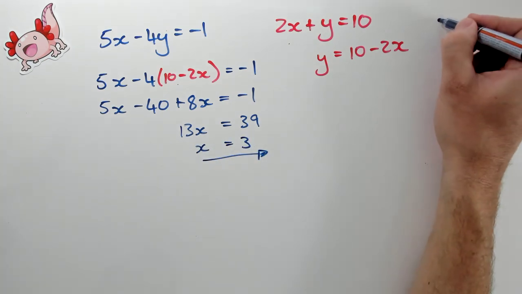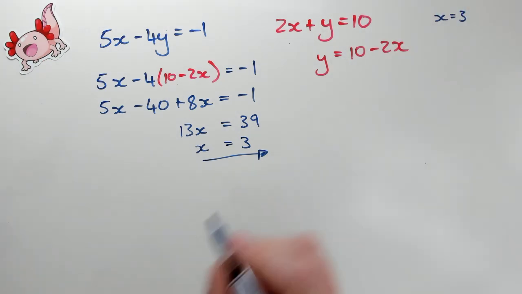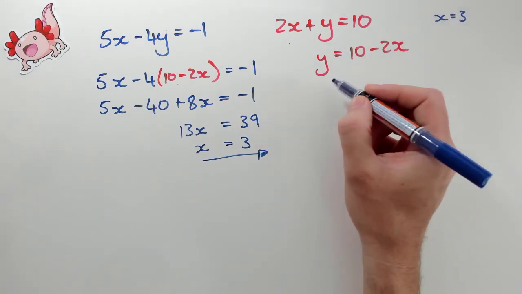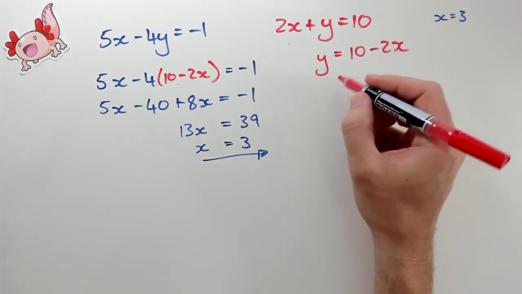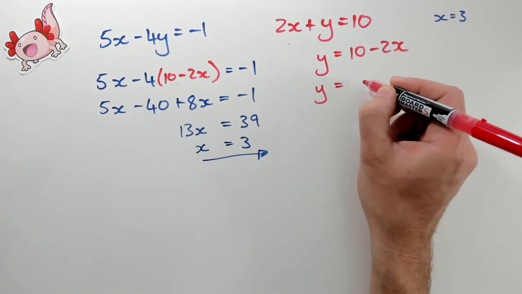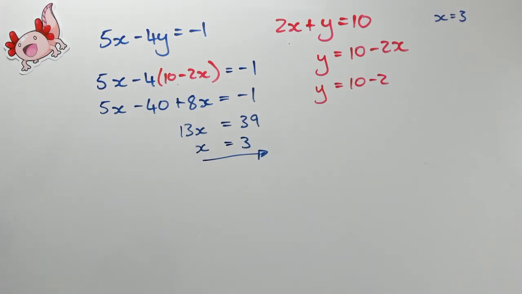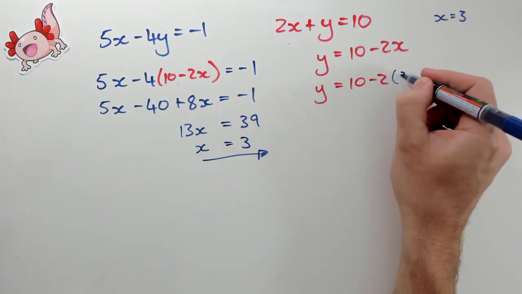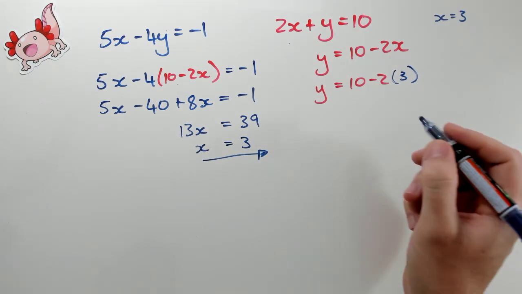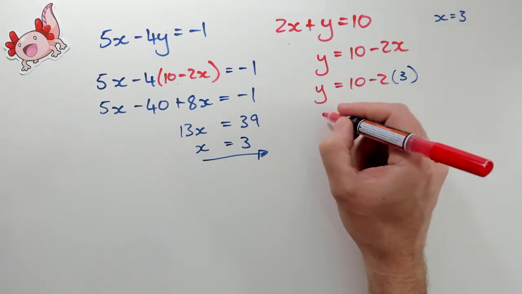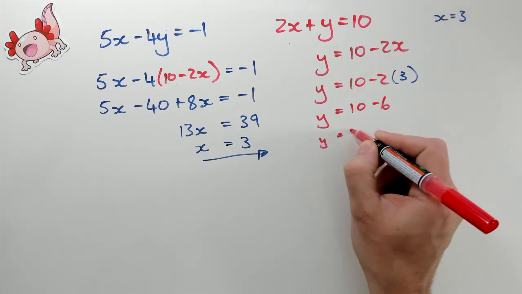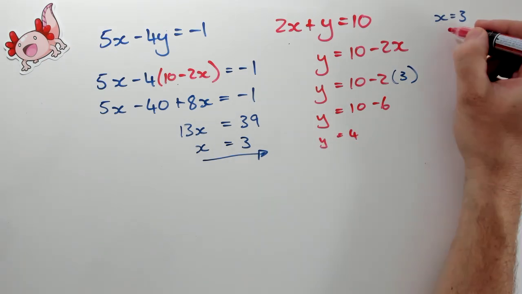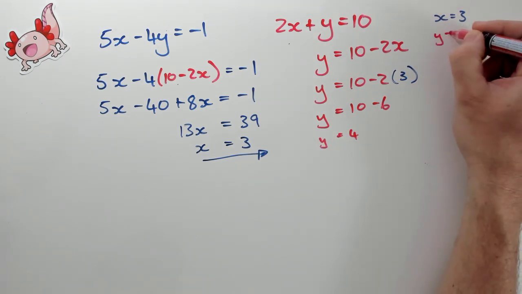Okay, so I'm just going to write this here. X is equal to 3. But I want to know what y is. So I'm just going to substitute x in there. I could do it in either equation. It doesn't really matter. Either one would work. So 10 minus 2, and remember my brackets, is 3. Doesn't really make a difference if it's a positive number, but doing it correctly is always nice. So 10 minus 6, so y is equal to 4. So let's just write here also y is equal to 4.